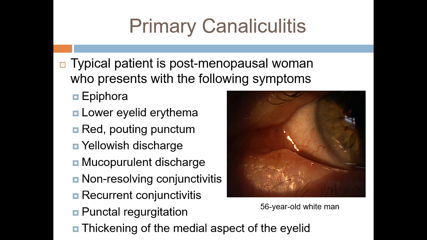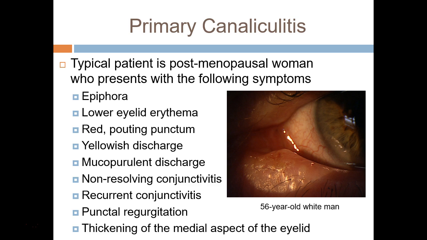So you've got the typical patient being a postmenopausal woman who presents with some or all of the following symptoms. The first, and the reason we're talking about it, is epiphora. The most common symptom of a patient with canaliculitis is epiphora, watering of the eye, abnormal tearing. That's the most common symptom. So whenever I see a patient where that's the chief complaint, in my mind now I want to make sure the person doesn't have canaliculitis.